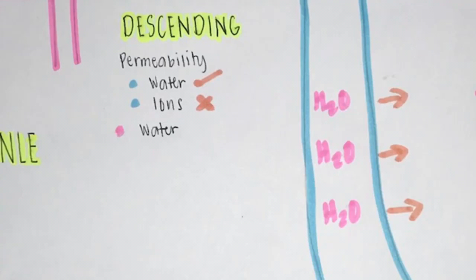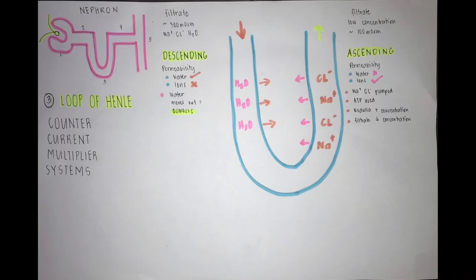Now let's go back to the descending limb. With this one, the main thing here is that the water moves out of the loop of Henle and goes into the medulla. And it does this very simply by osmosis. It can do it by osmosis because previously we pumped out all of these ions from the ascending limb into the medulla. We've got then a very, very high solute concentration.